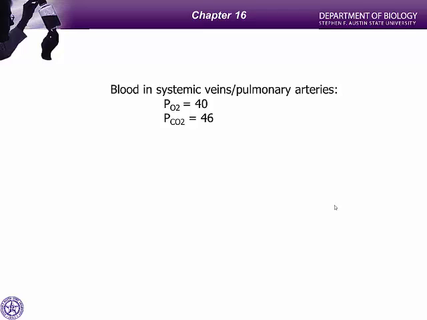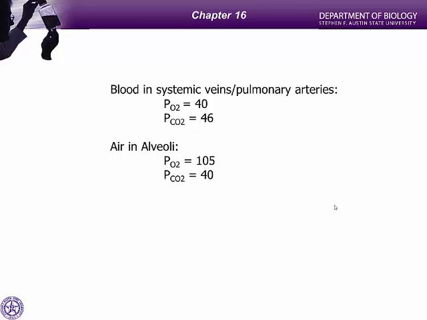So here we're going to start looking at those partial pressures of gases in different parts of our circulatory system. When we look at our veins and our pulmonary arteries, remember these are going to be the vessels that have the lowest oxygen content. And veins and arteries, recall, are defined by their directional flow relative to the heart. Veins move to the heart, arteries away from the heart. But in both of these cases, we're talking about low oxygen content. Our partial pressure is down to 40. Our CO2 is now up to 46.